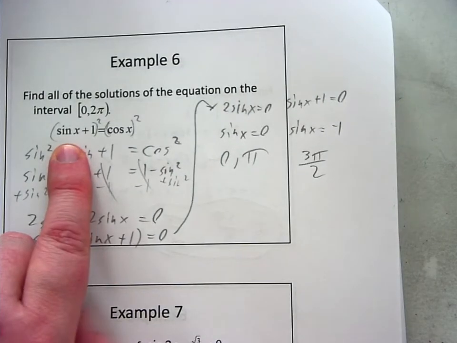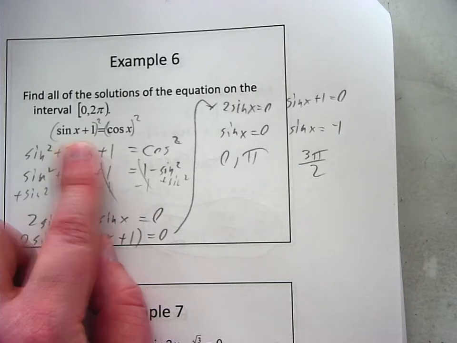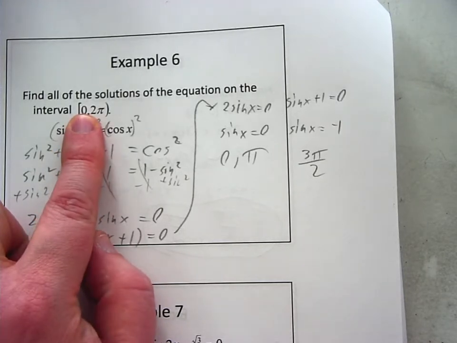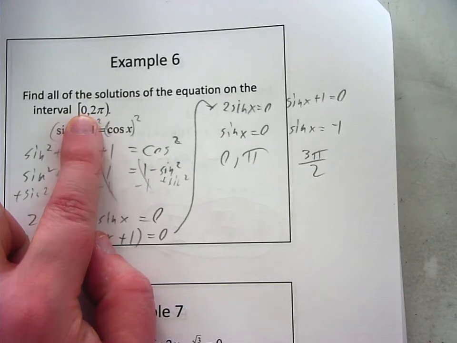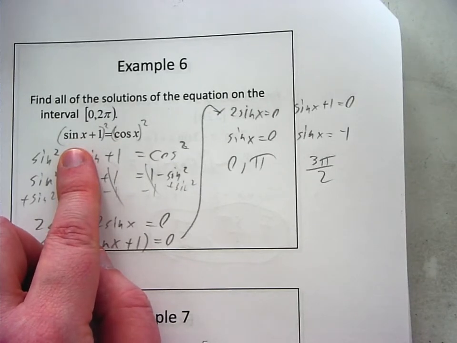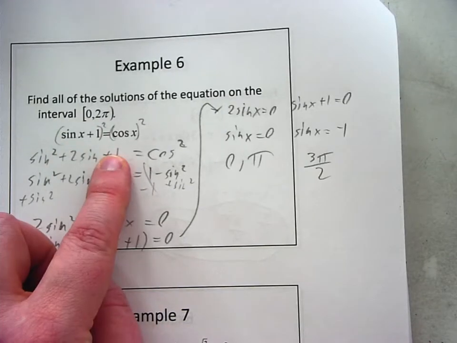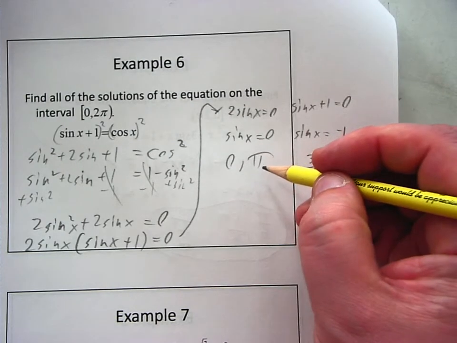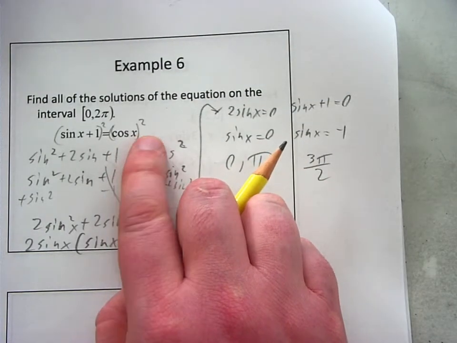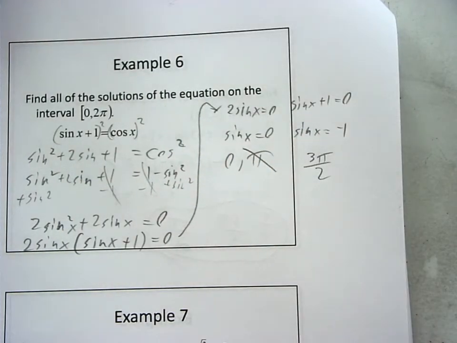Because if I plug in 0, what's sine of 0? Sine of 0 is 0. Plus 1 is 1. What's cosine of 0? 1. 1 equals 1, it works. If I plug in pi, what's sine of pi? 0. Plus 1 is 1. What's cosine of pi? Is 1 equal to negative 1? No, we squared it, which is why that causes an issue, because the squaring makes that positive and negative go away. Their squares are equal, but that's not what the original problem says.